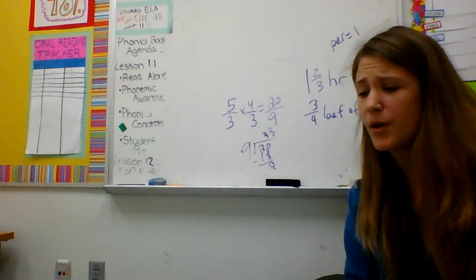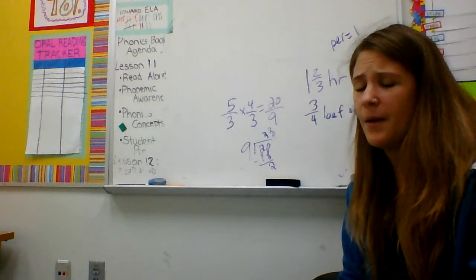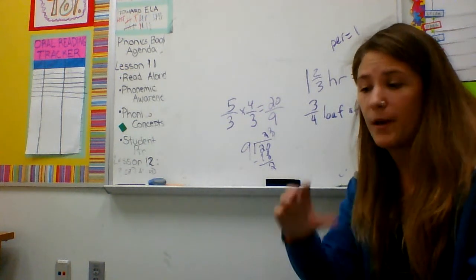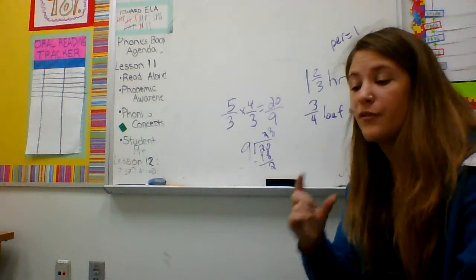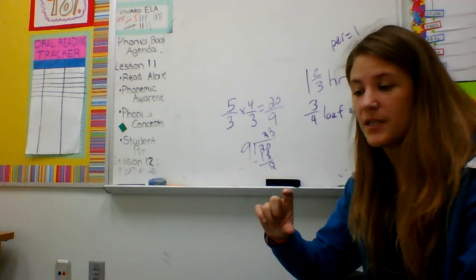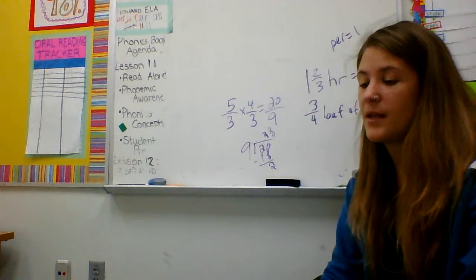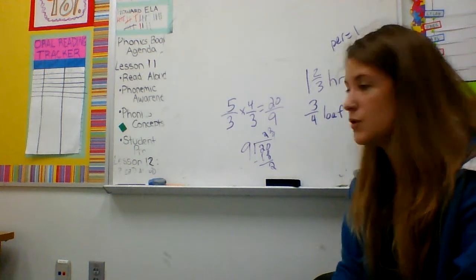Same thing's happening in part D. Samantha's running out of time and it's asking her how long it will take her to make 1 loaf. So what you're flipping is the fraction that's associated with loaves. So it's the 3/4 that would be flipped and 2/3 would stay the same.